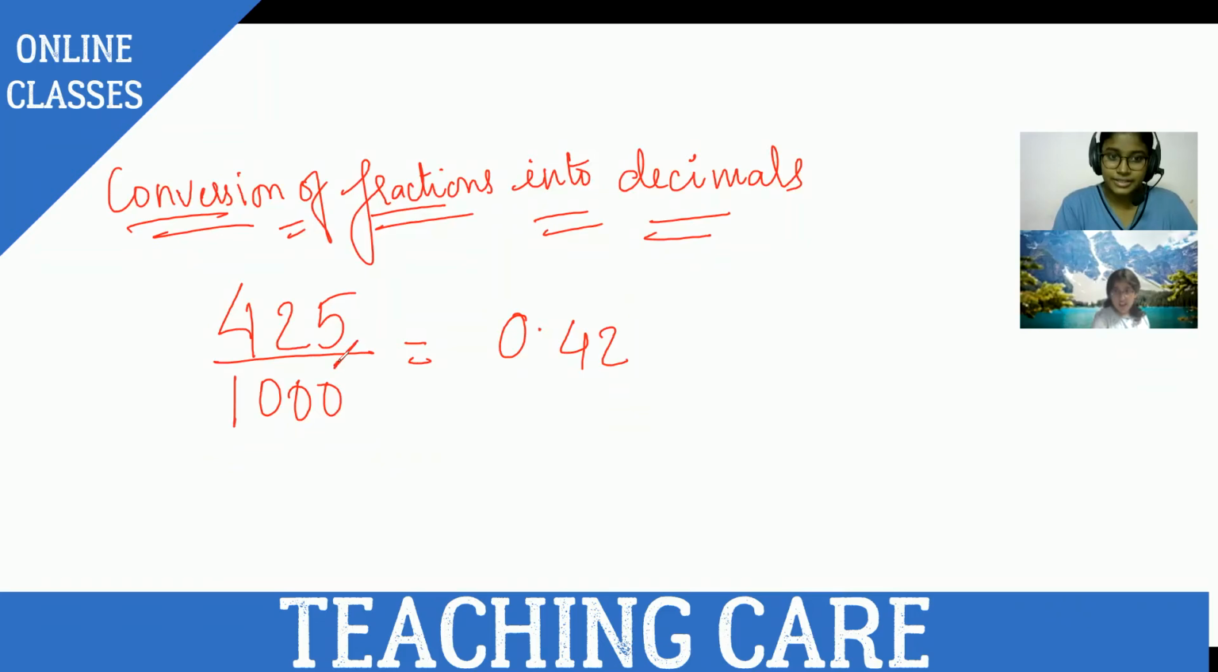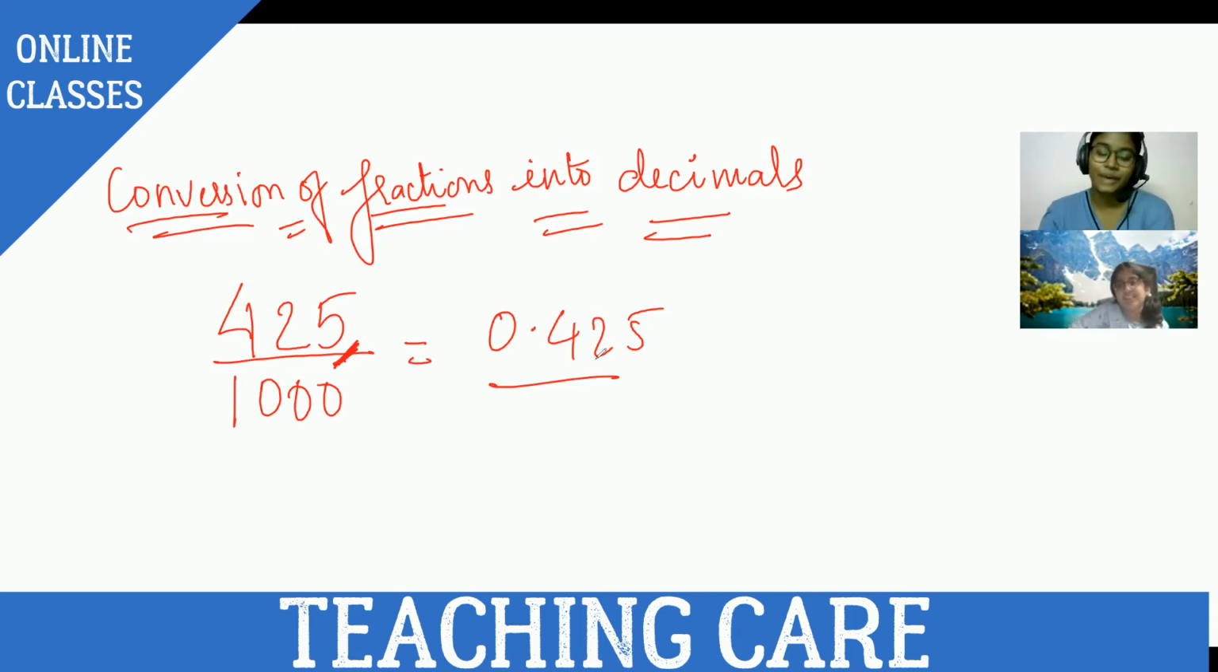0.42. And where has this number gone? Wait, I think that's wrong. I know this is a bit tricky. That is why I have given this to you. 0.425. Can you explain how you got 0.425 as your answer? Is it correct? Let me know. I won't be saying. I'm here, I won't go anywhere. But explain the reason, like how you got it.